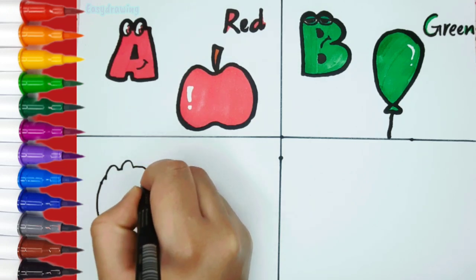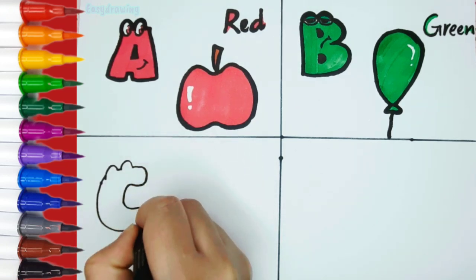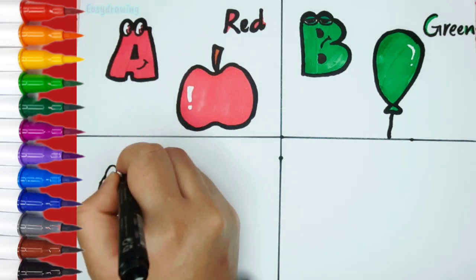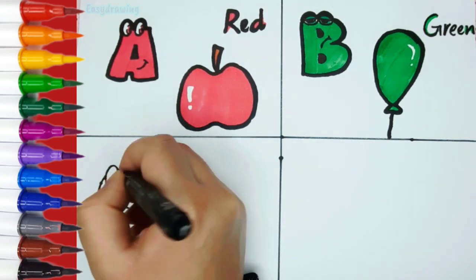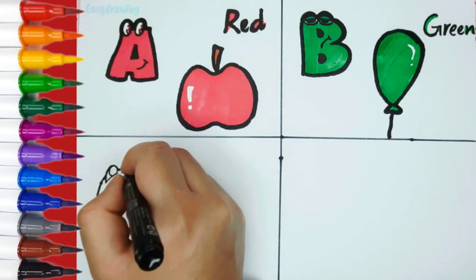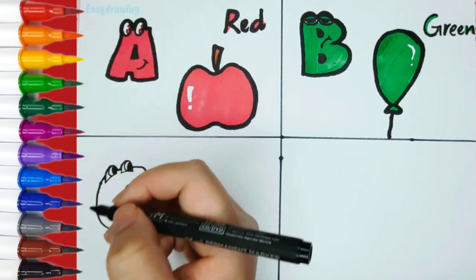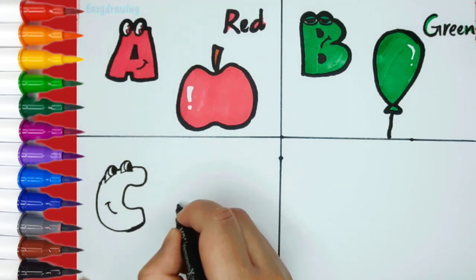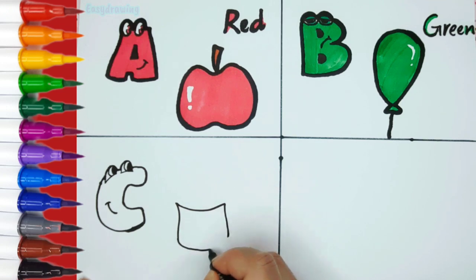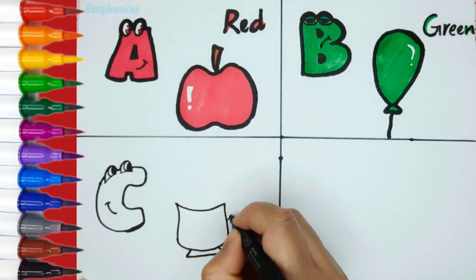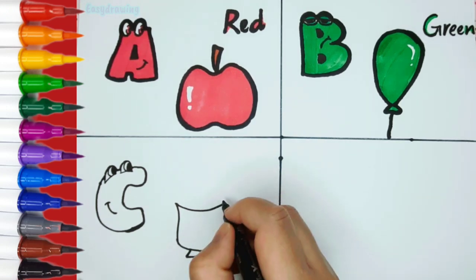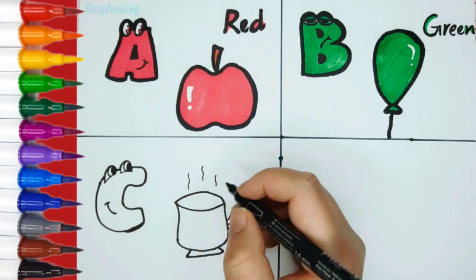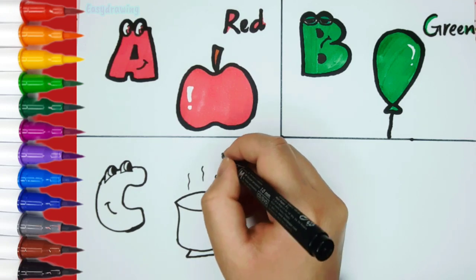Now the third alphabet is C. C. C. C ka. C. C ka cup. C. C ka cup. C ka cup.